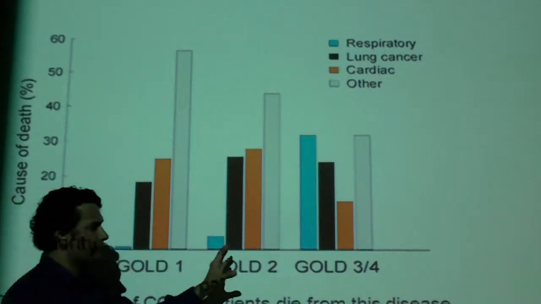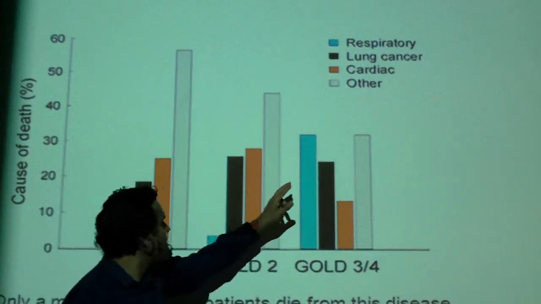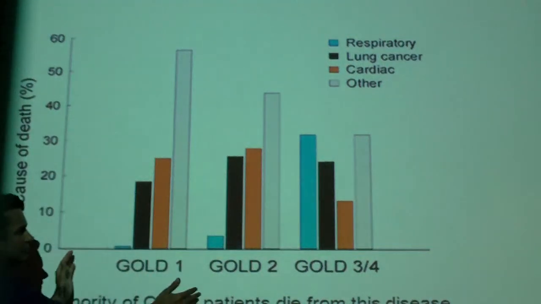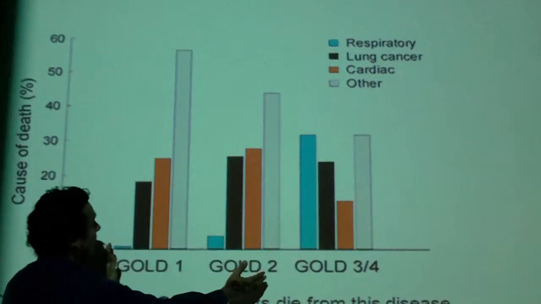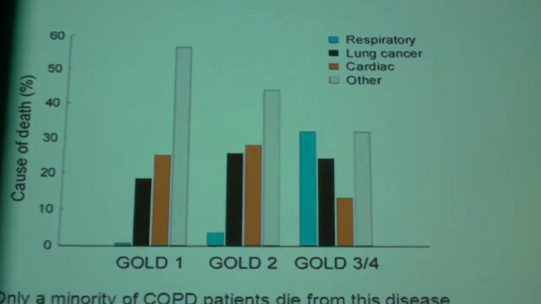In patients with severe COPD, most die from respiratory causes. But look at those with milder COPD. All those patients die from lung cancer, cardiac failure, or other diseases. So this is something important to know.